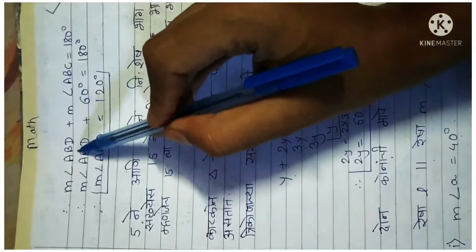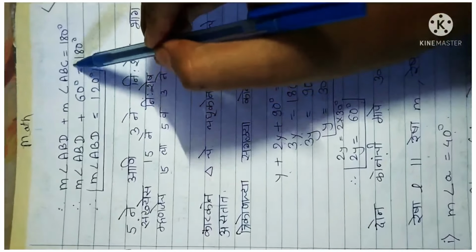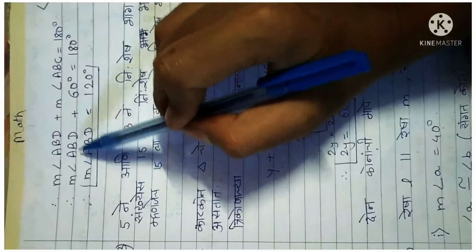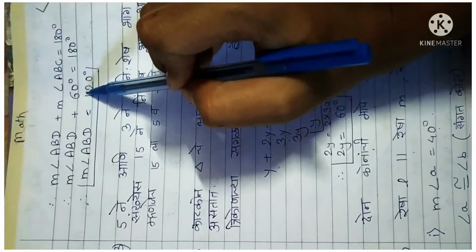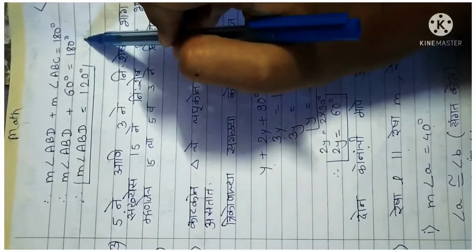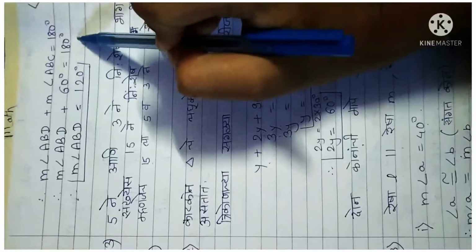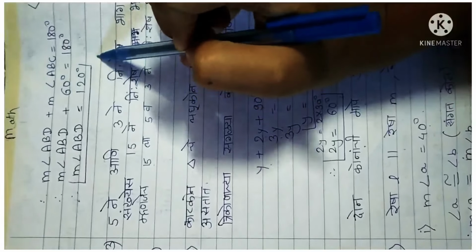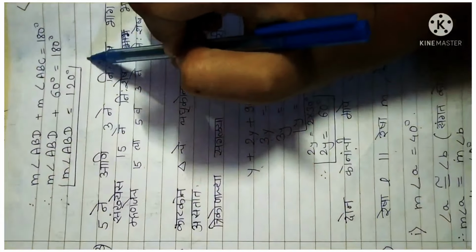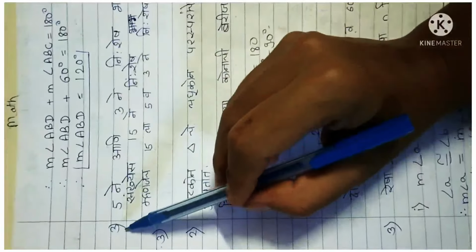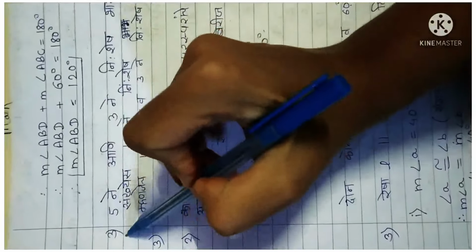After this, measure of angle ABD plus measure of angle ABC is equal to 180 degree. Then measure of angle ABD plus 60 is equal to 180 degree, that is measure of angle ABD is equal to 180 minus 60, that is 120 degree. This way we can solve question second. Let's move towards question 3.